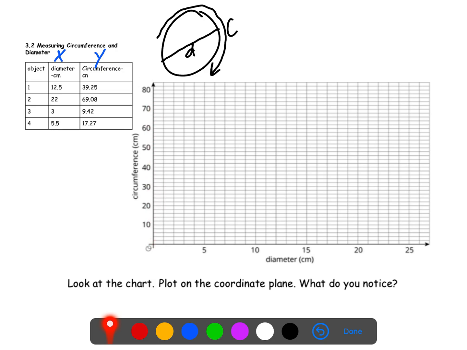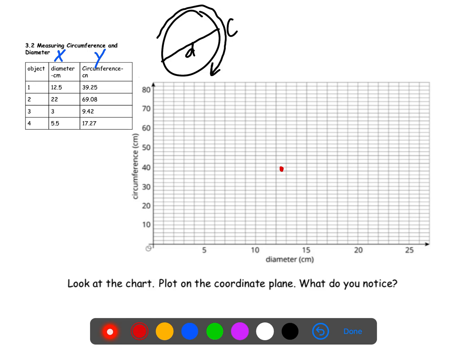So if we go to 12.5, each of these vertical lines is 1. So we'll go between 12 and 13, and then up to just below 40 is where we're going to be for our circumference. So we'll make a marking right about there. Okay, and again, being as precise as we can, trying to get close to that.